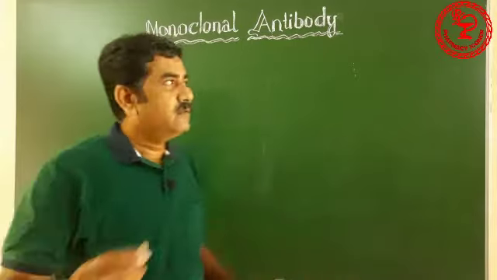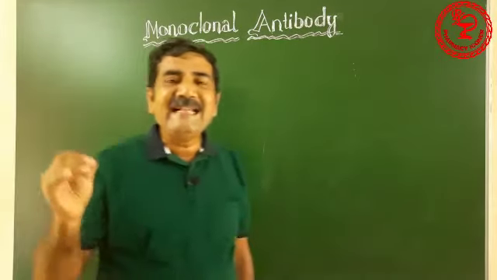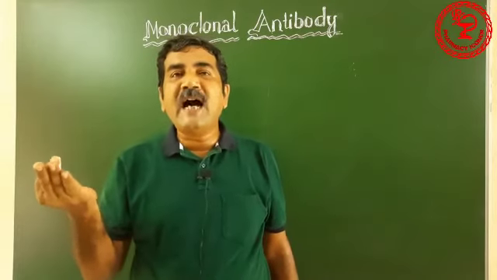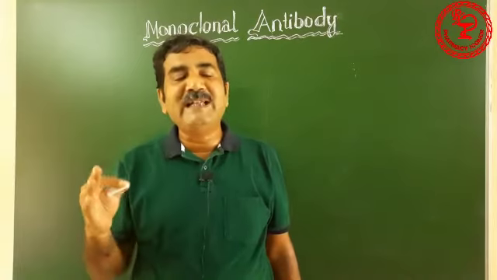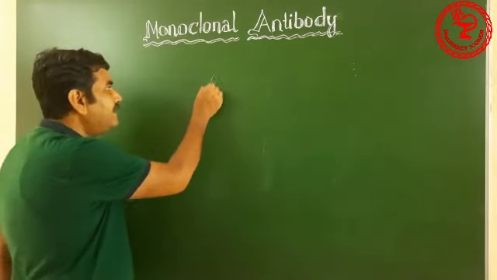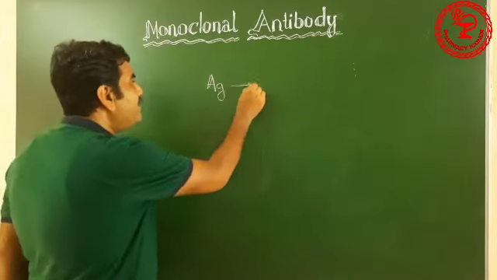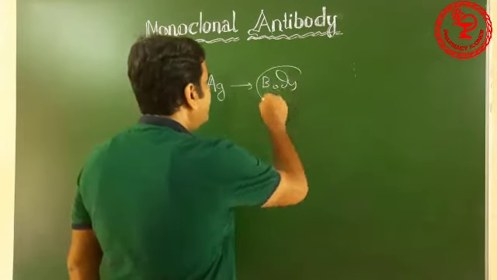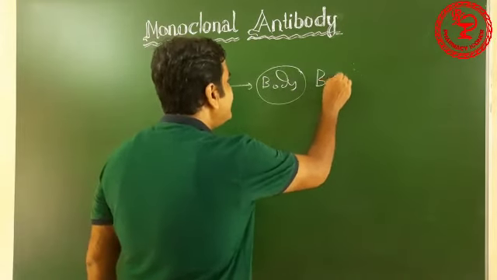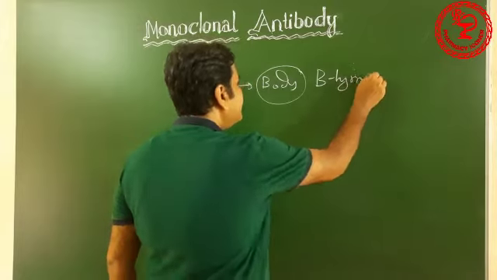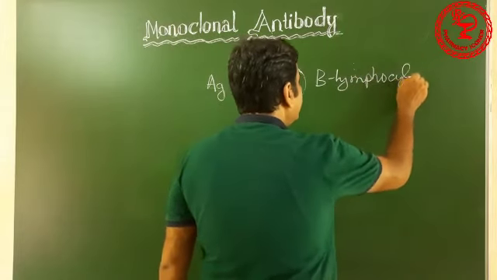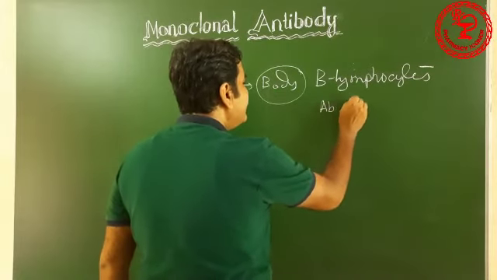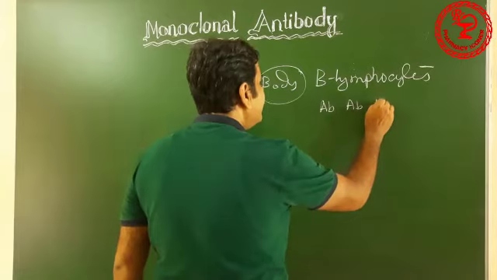Now, when an antigen enters into our body, antibodies are produced against it by B lymphocytes. When the antigen enters inside the body, the B lymphocytes produce antibodies, denoted as AB.